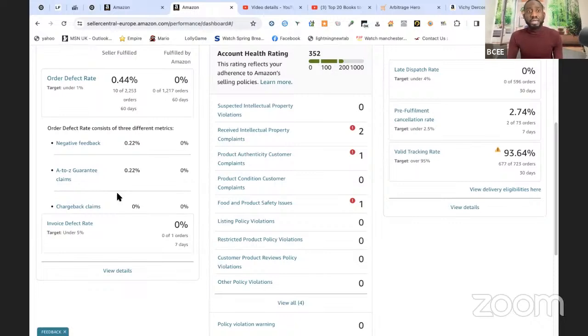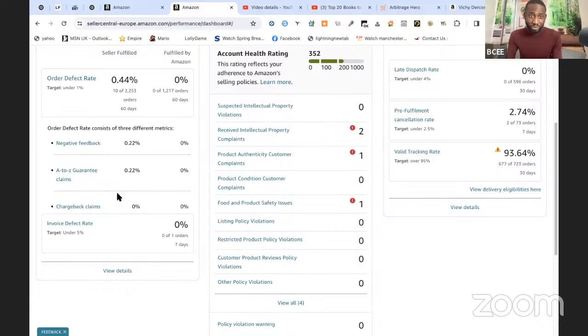The second one is A to Z guarantee. An A to Z guarantee is more or less the same as negative feedback, but the only thing is that when you send a product to a customer, instead of them dropping a negative feedback or sending you a message, Amazon has given them the privilege to ask for their money back. So Amazon guaranteed them that if the seller doesn't deliver to you, or doesn't give you the best of service, you can claim your money back.